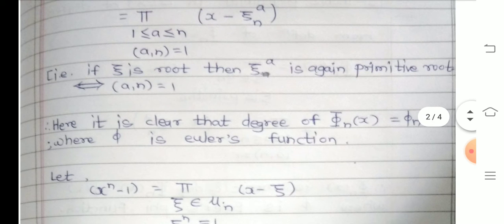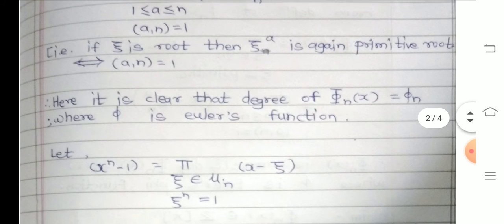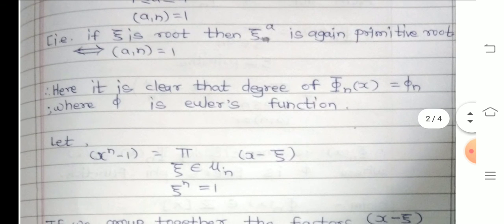Let x^n − 1 equal the product over ξ belonging to U(n), where ξ^n = 1, of (x − ξ). Here we observe these two are different. Φ_n(x) takes only the factors of primitive roots, while for x^n − 1 we take all the roots, that is, all nth roots of unity.